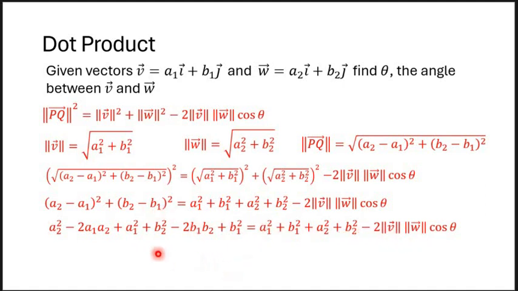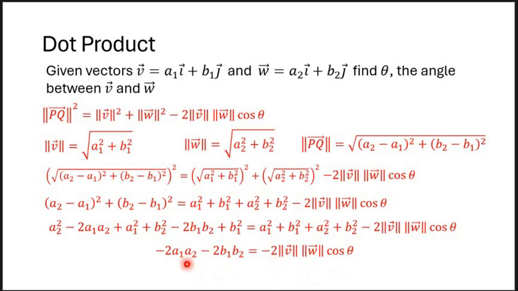Then I get cancellation. For instance, here I have an a1 squared, here I have an a1 squared, here I have a b1 squared, here I have a b1 squared, and those are going to cancel. When I subtract from both sides, here I have an a2 squared, here I have an a2 squared, here I have a b2 squared, here I have a b2 squared. Those are all going to cancel. So all four of these terms are going to cancel with the four identical terms on the other side when you subtract from both sides. And it leaves you with this.